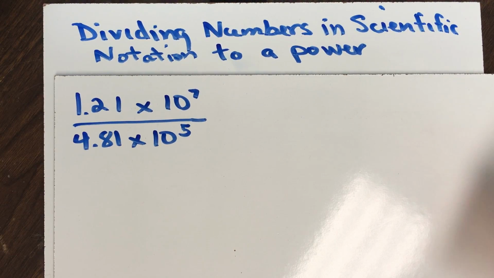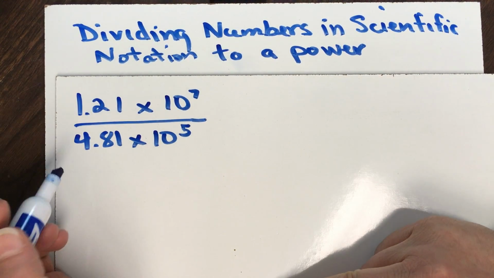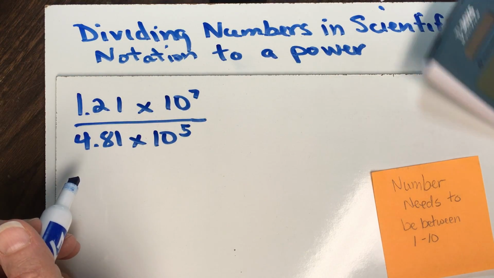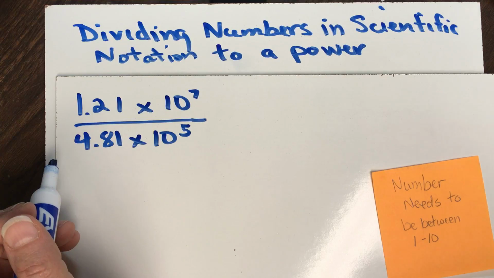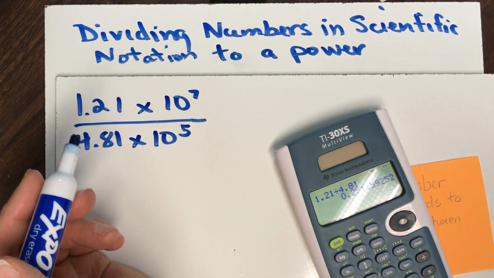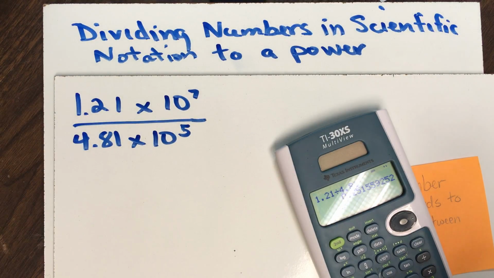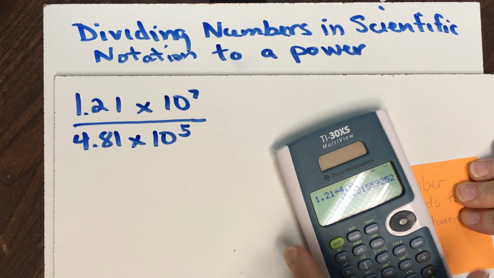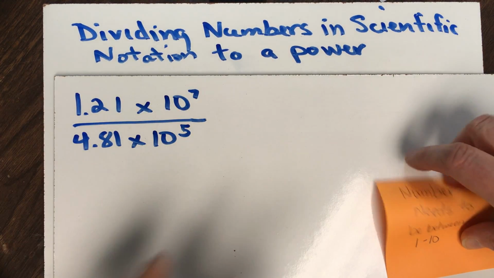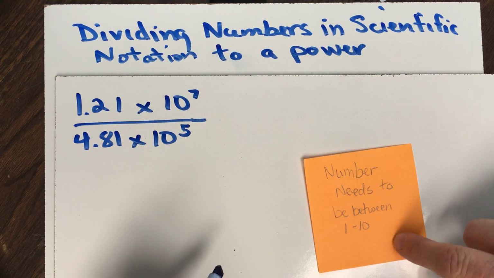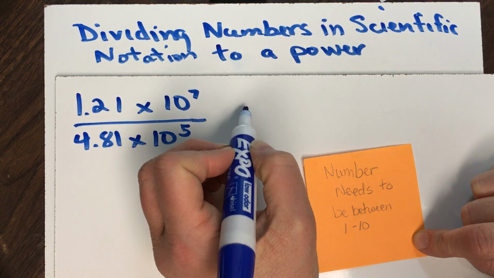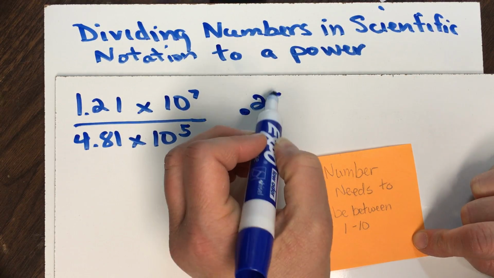So I have 4.21 times 10 to the 7th divided by 4.81 times 10 to the 5th. All right, in this case, I already divided these numbers out, and I ended up with quite a lot of digits behind the decimal. So I'm just going to round to the 10th, or the 100th in this case, because I need to end up with a number between 1 and 10. This is my little reminder to myself that I need to end up there. So after I divide my numbers, I'm going to use that.